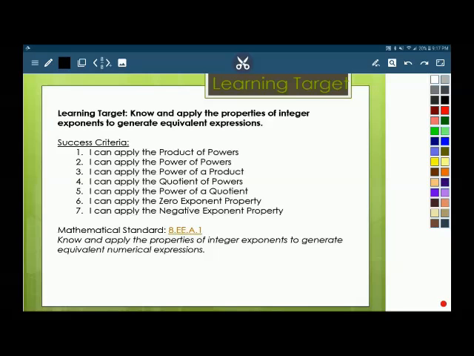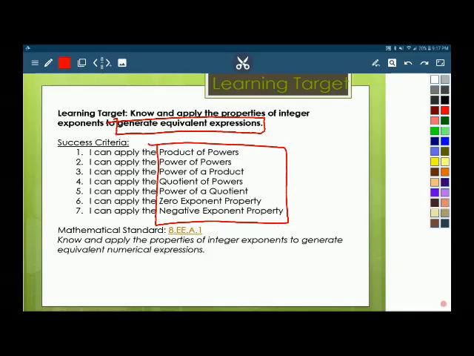Again, we practiced applying the properties of integer exponents, and we really focused on generating equivalent expressions today by using those 7 exponential properties that we've been studying: the product of powers, the power of powers, power of a product, quotient of powers, power of a quotient, zero and negative exponent properties. Please, if you are confused about any of these properties, make sure you ask any questions you may have, go back to any sections that you may need help on, and you can go ahead and start your Google form if you think you're ready to move on.